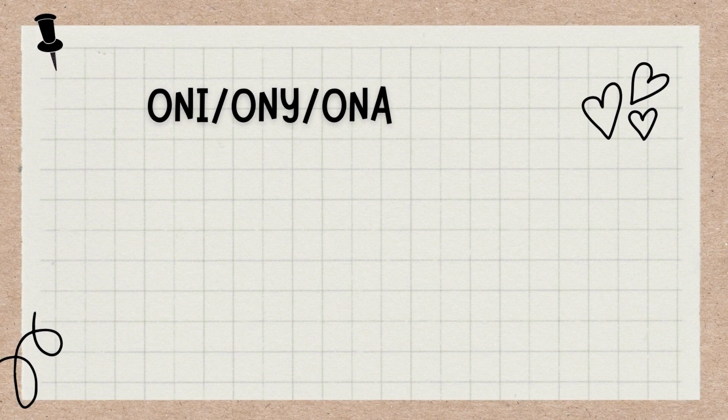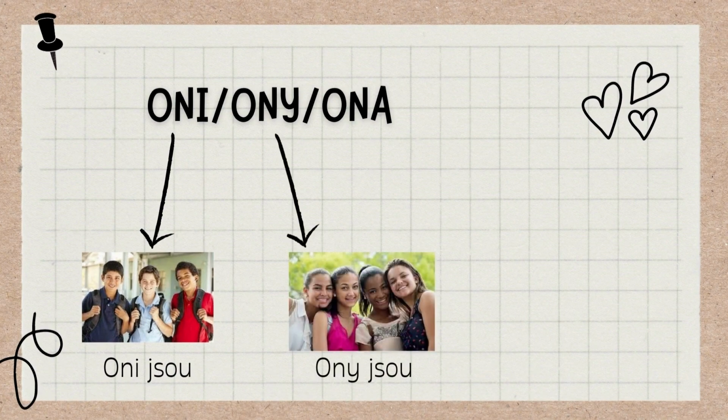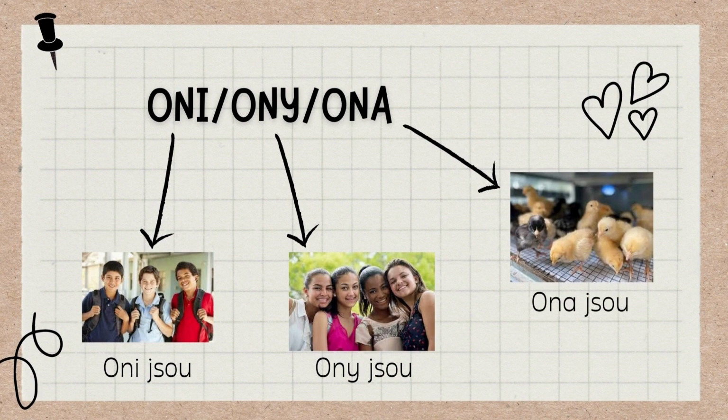Every gender has its own plural, so for masculine it's on in singular and oni in plural. So you are talking about boys, for example, you'll say oni jsou. For the feminine gender it is ona in singular and oni in plural. So when talking about a group of girls, you'd say oni jsou. And for the neuter gender, there's ono in singular and ona in plural. For example, a word for chicken is neuter in Czech. So if you'd be talking about chickens, you'd use ona jsou.